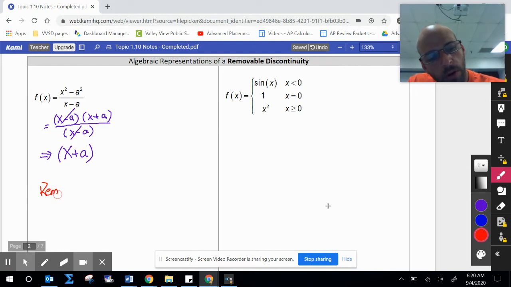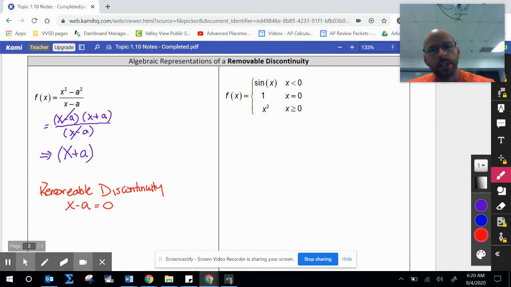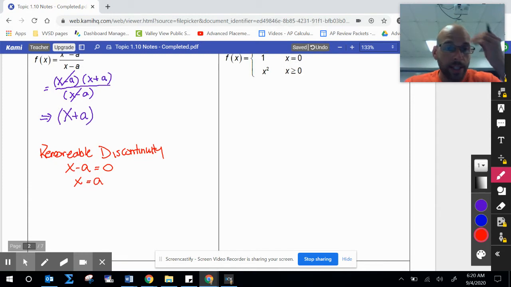So my removable discontinuity is going to be when that piece that reduced is equal to 0. So you can always set that equal to 0 and solve it. And if you solve it, I think we can all understand that we're going to get when x is a.